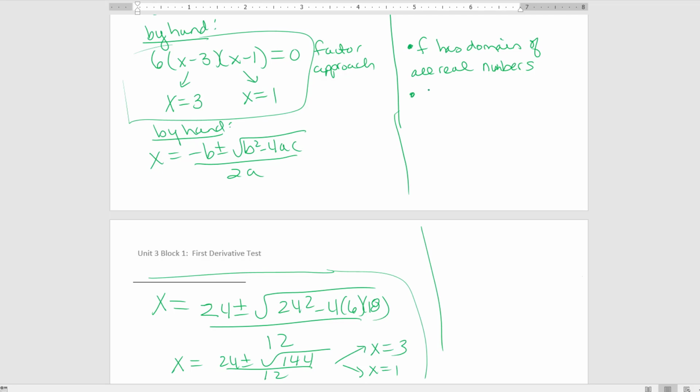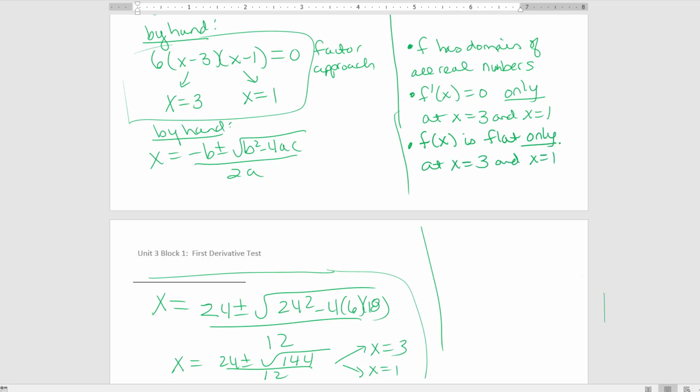I have now discovered f prime of x equals 0 only at x equals 3 and x equals 1. Its derivative is a second degree polynomial. The derivative f prime only has two solutions, two places where f prime is 0. That means f of x is flat only at x equals 3 and x equals 1. So by showing that f prime is 0 only at those two places, we have shown that f is flat only at those two places.